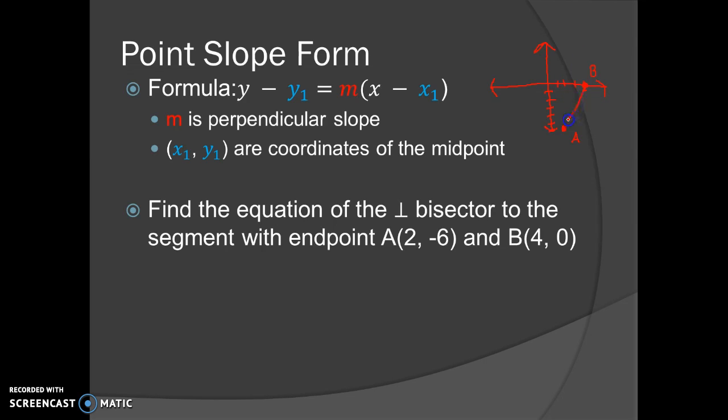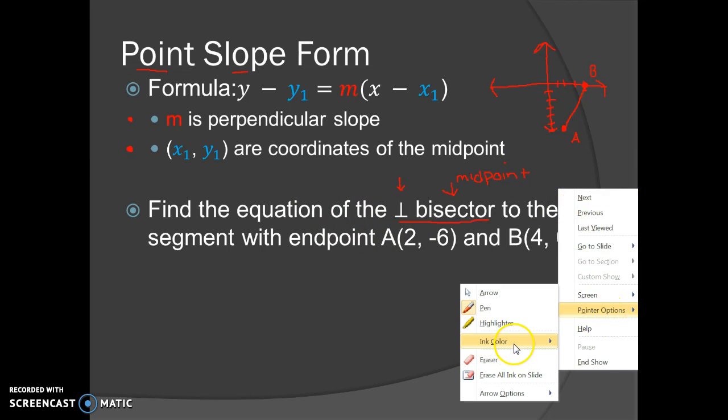Here's a segment. We want to figure out the equation of the perpendicular bisector. And we want to use point-slope form. Remember, point-slope form is y minus y1 equals m times x minus x1. What we need to find is a point and a slope. So what's the point and the slope that we want to find? Well, we want to find the perpendicular slope. And bisector, remember, that deals with midpoint. So those are the 2 bits of information that we need to find: the midpoint of AB, and the slope of the perpendicular to AB.